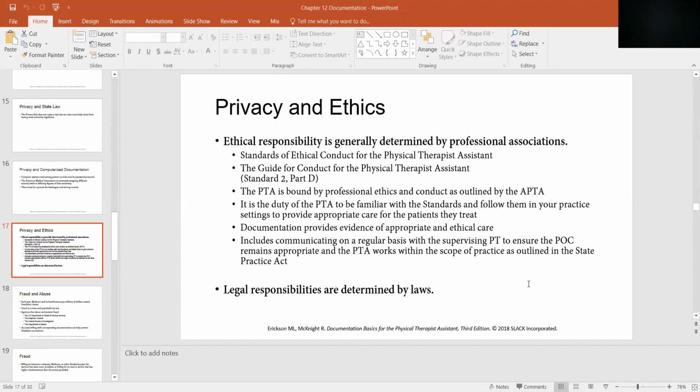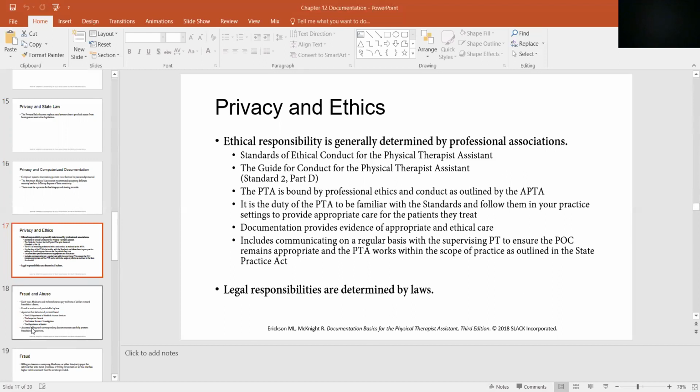Documentation provides evidence of appropriate and ethical care. So remember that documentation provides evidence of appropriate and ethical care. And this includes communicating on a regular basis with your supervising PT to ensure the plan of care remains appropriate, and the PTA works within the scope of practice as outlined in the State Practice Act where they are practicing.